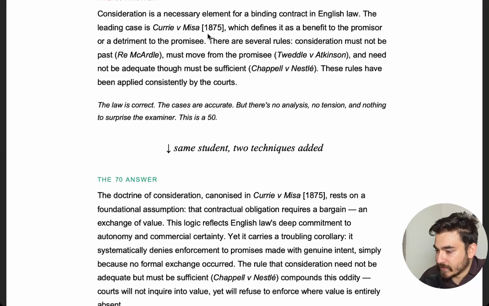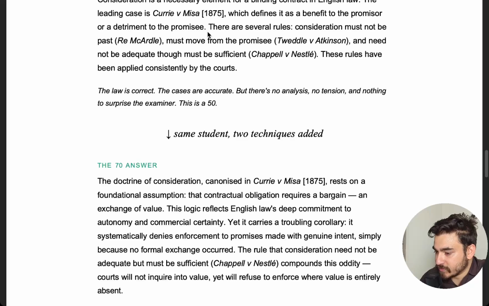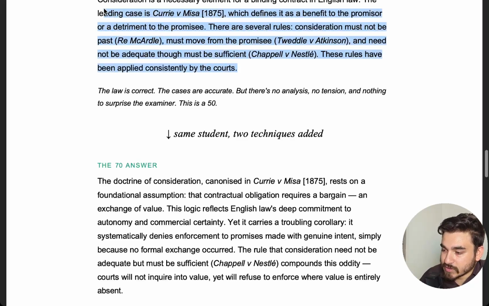The leading case is Currie versus Misa, which defines it as a benefit to the promisor or a detriment to the promisee, and so on. You can read it. Although it's simple, it's correct, it's authentic, it has case law names, it has case law dates, it is analyzing the law correctly. And at this stage, when the student has written all of this, he or she feels, I've done so much. I've written the case laws. I have given the dates of the case laws correctly.